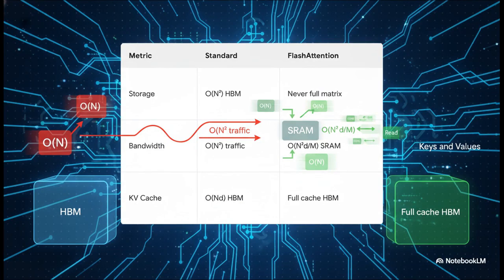Standard attention creates a massive traffic jam because it's constantly writing intermediate data to the GPU's high bandwidth memory, or HBM. That's the slower main memory. Flash attention bypasses this entirely. It keeps the computations inside the GPU's ultra-fast but much smaller SRAM. It reads the keys and values multiple times in discrete little blocks, so it completely avoids writing that massive attention matrix back and forth to main memory.